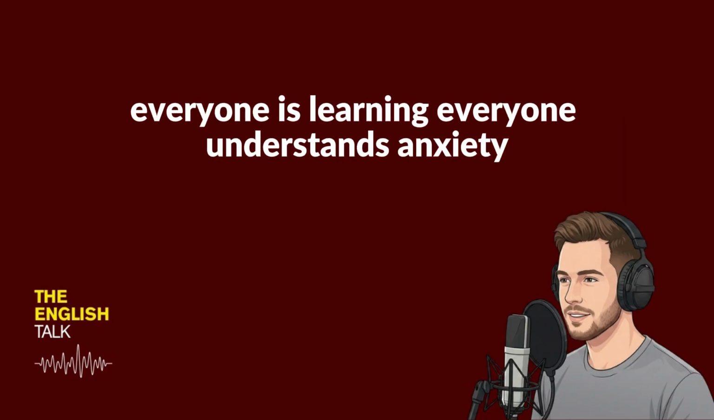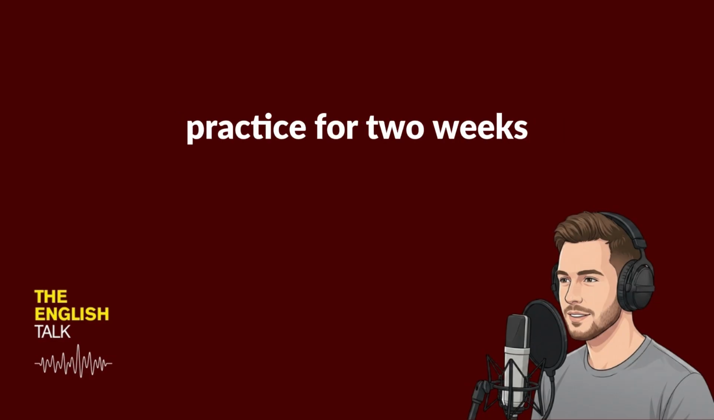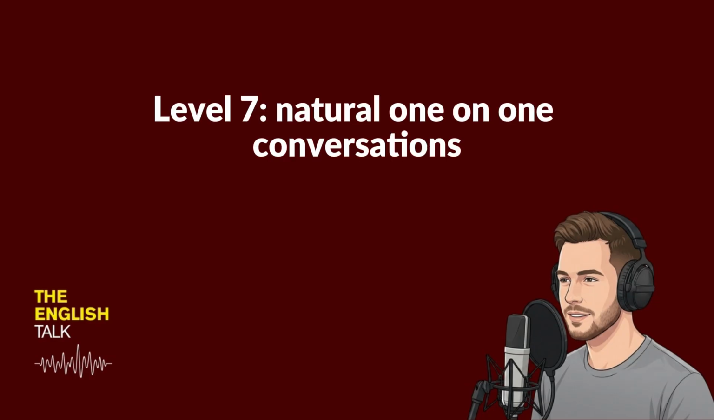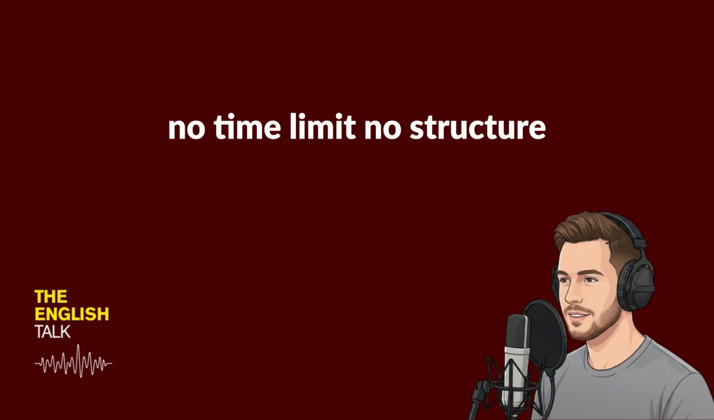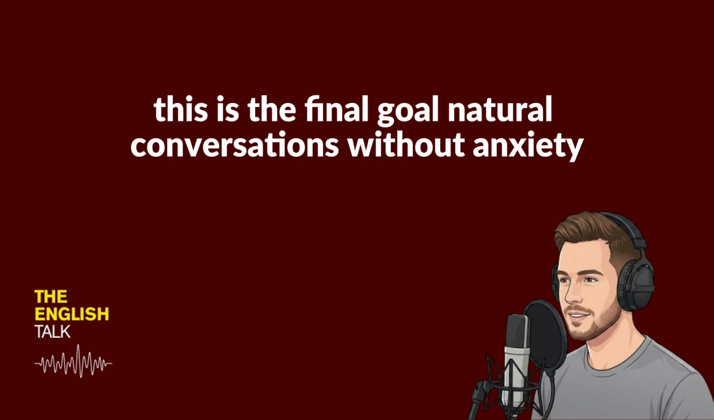Structured topics. Everyone is learning. Everyone understands anxiety. Speak for 15 minutes once a week. Practice for 2 weeks. Level 7. Natural one-on-one conversations. No time limit, no structure, just normal conversation with anyone. This is the final goal.